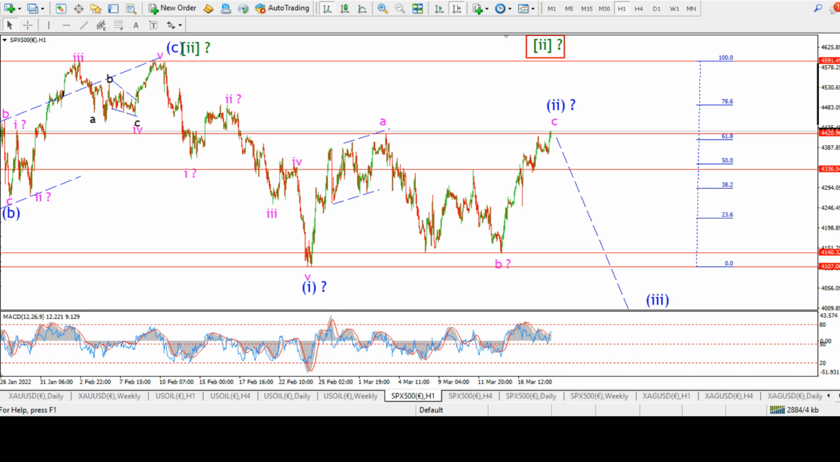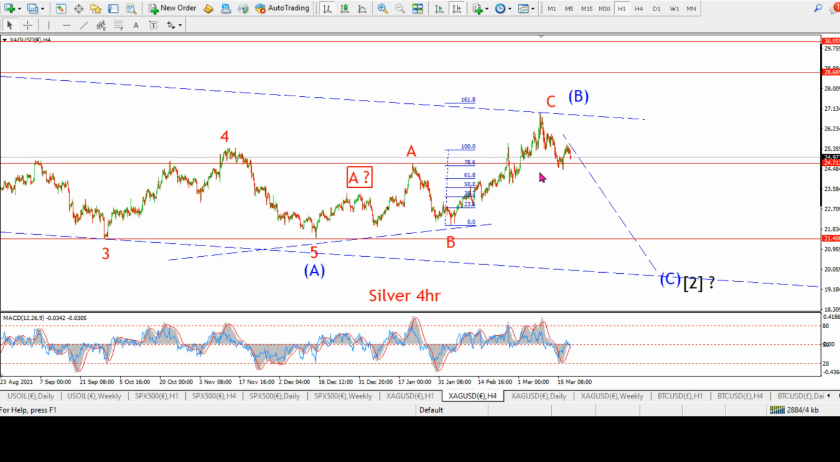Okay, let's move on to silver. Here is the silver pattern. We are not done here yet. If this 4-hour count is correct, then we will see a decline in 5 waves back below $20, maybe even an overshoot to the downside. That will be over the next couple of months.